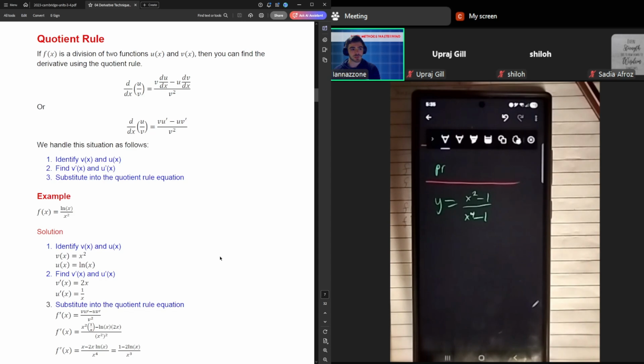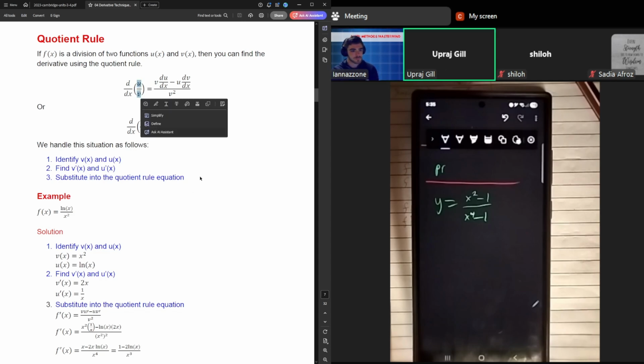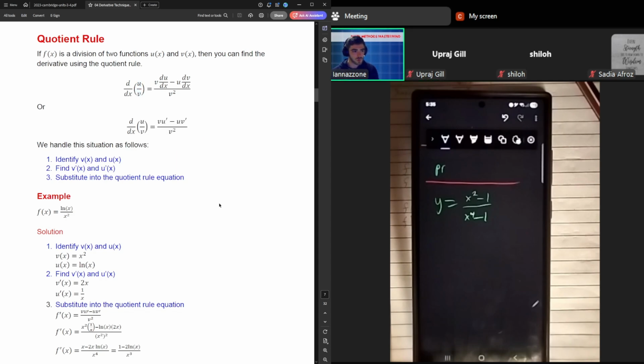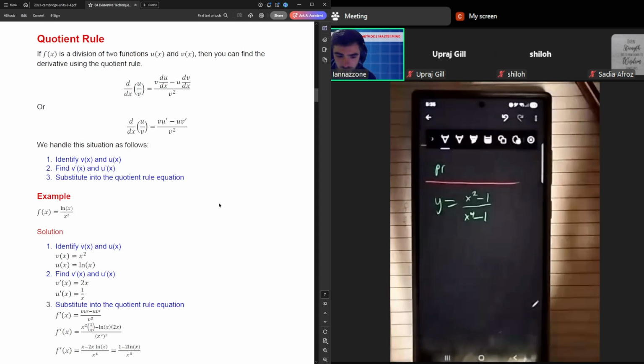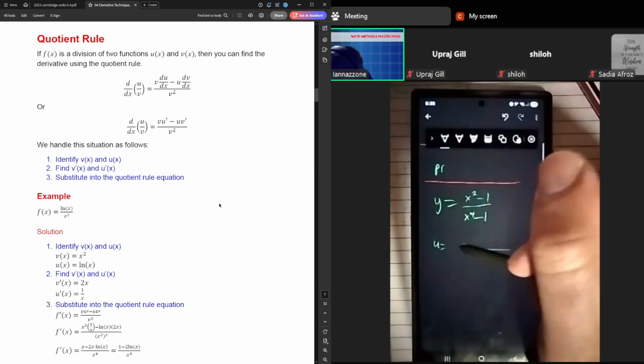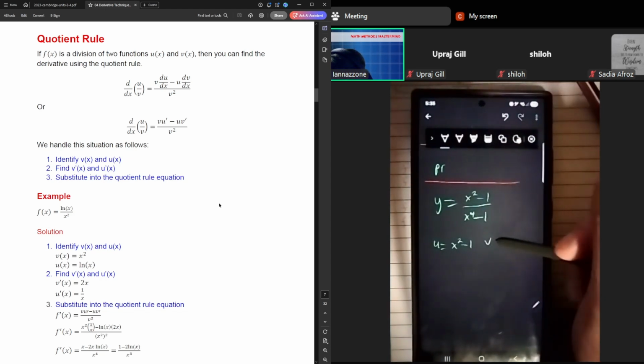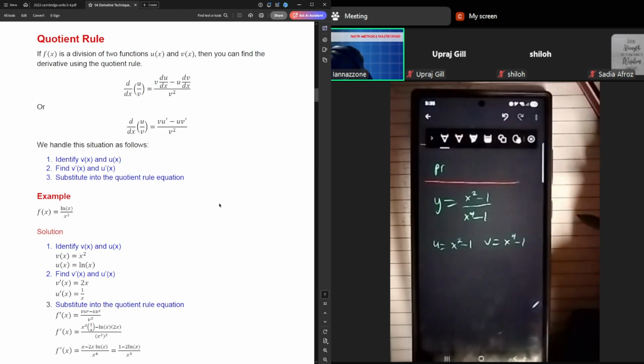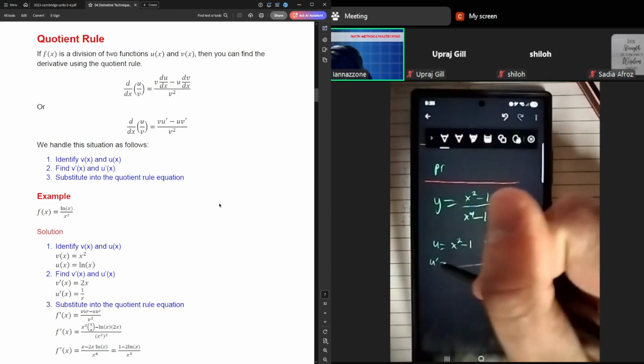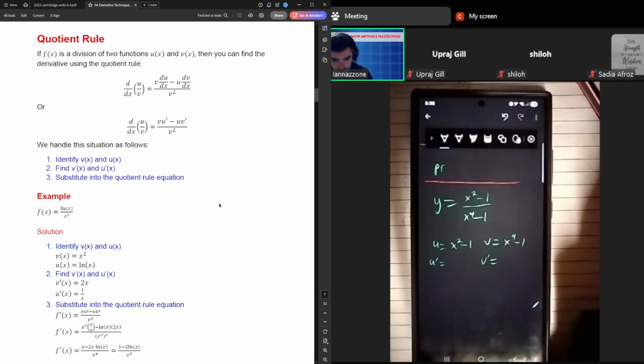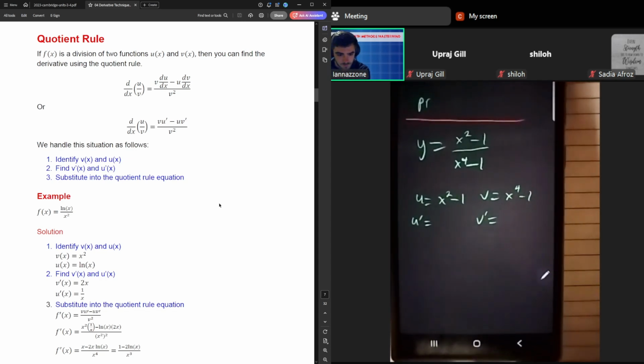Because u and v have to be very specific things. In the product rule, it doesn't matter which one you call u and which one you call v. In the quotient rule, it does matter. X squared minus 1 is u, and then x to the power 4 minus 1 is v. Yeah, correct. So the u always has to be the numerator, the v always has to be the denominator. So, as you said, u equals x squared minus 1, v equals x to the power 4 minus 1. From there, we have to find u dash and v dash, the derivatives of each of those. What are the derivatives?